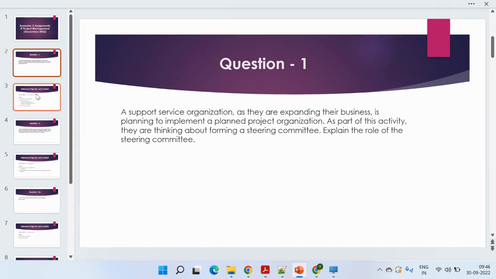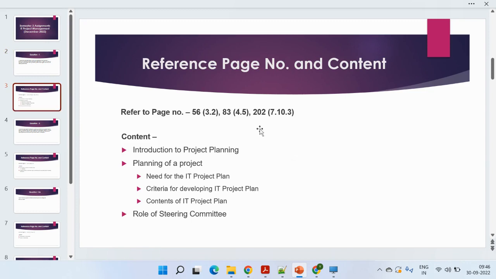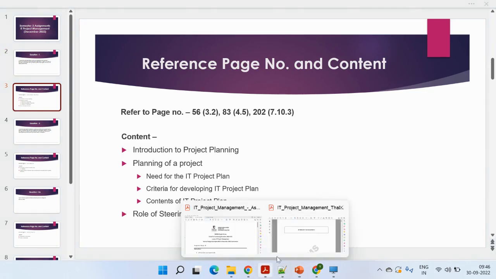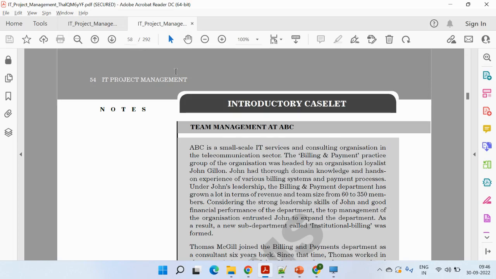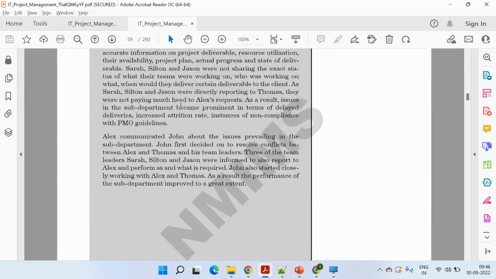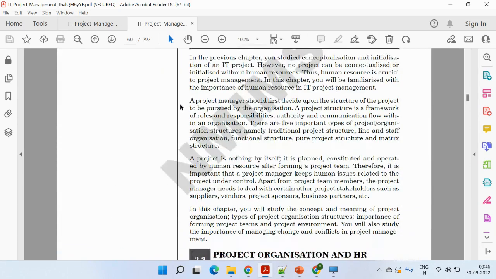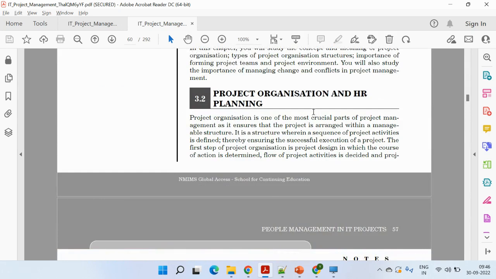Now let's see which page numbers in the book are relevant. The very first page which needs to be referred is page number 56. So let's quickly go to page number 56. Page 56 is about the introductory part, like what is project organization and what is HR planning.